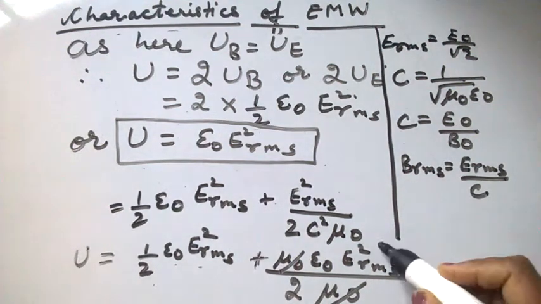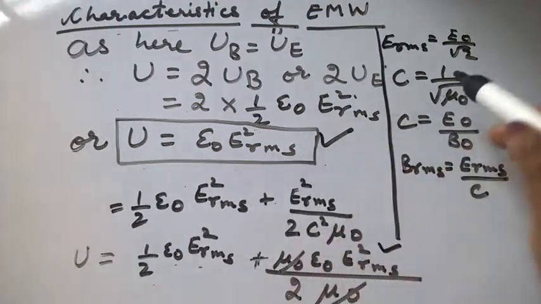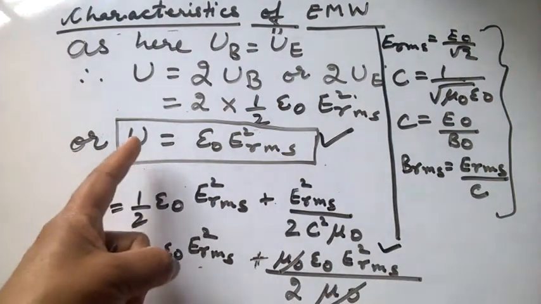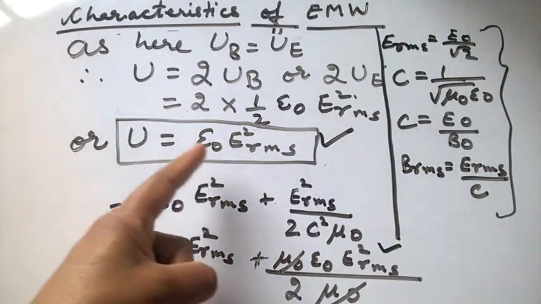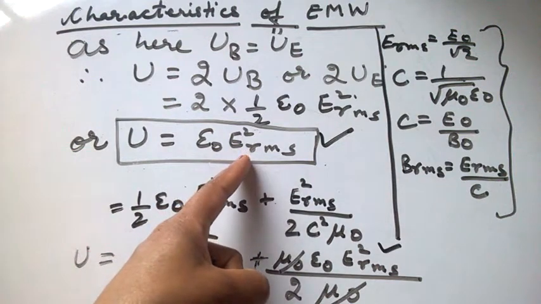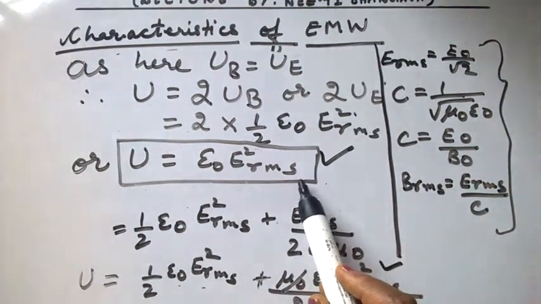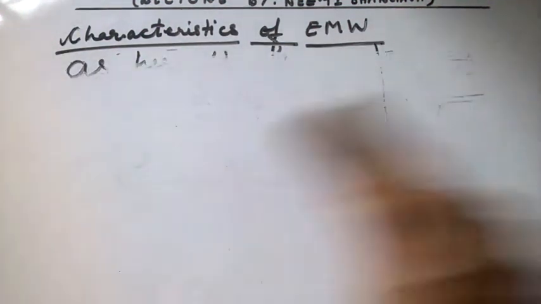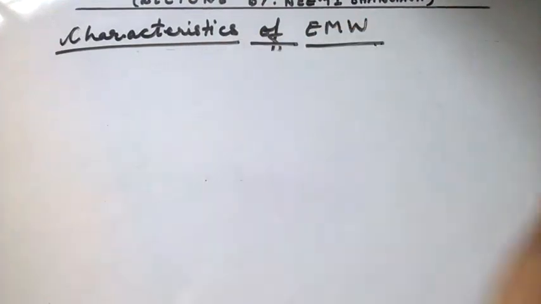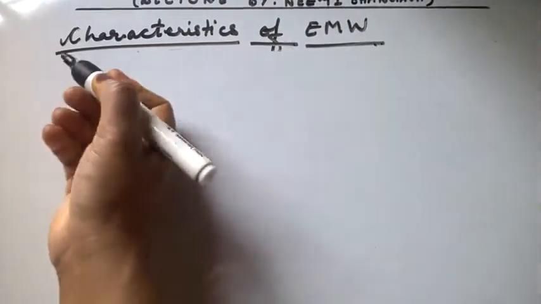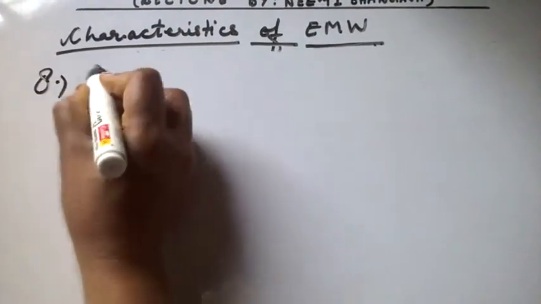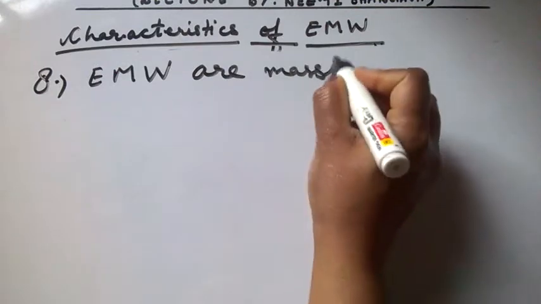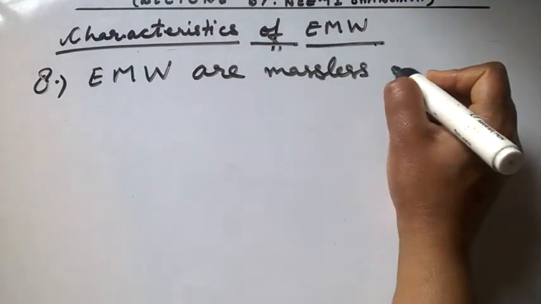So these are the formulae which are useful in solving numericals. We can also write one characteristic, that is, the average energy density of an electromagnetic wave is equal to epsilon naught times ERMS square. Thus we have seen that electromagnetic waves carry energy, and electromagnetic waves are massless as well as chargeless. So this can also be taken as another characteristic, that electromagnetic waves are massless as well as chargeless.